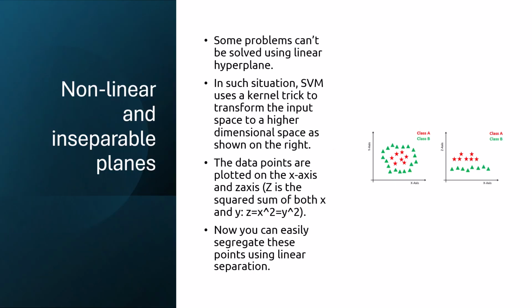Some problems cannot be solved using a linear hyperplane. In such a situation, SVM uses a kernel function to transform the input space to a higher dimensional space, as shown on the right. The data points are plotted on the x-axis and z-axis. Now we can easily segregate these points using a linear separation.